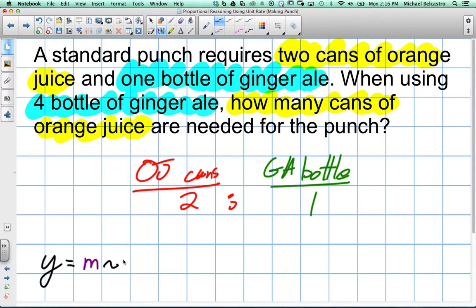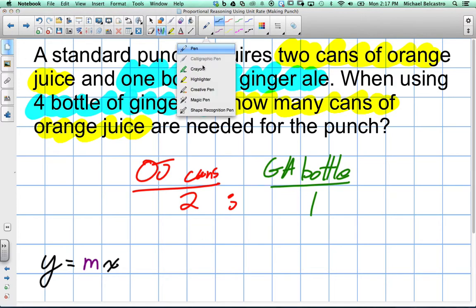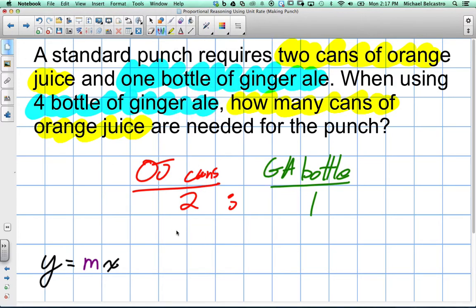Okay, and it's really going to depend on what we call our y and which we call our x in this case. A lot of times we call the x the independent and the y the dependent, but because we're building punch here, it could be said that either are independent or dependent.